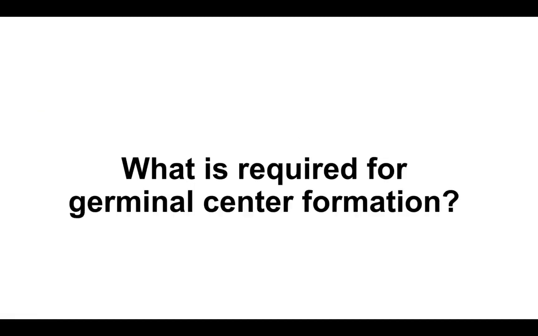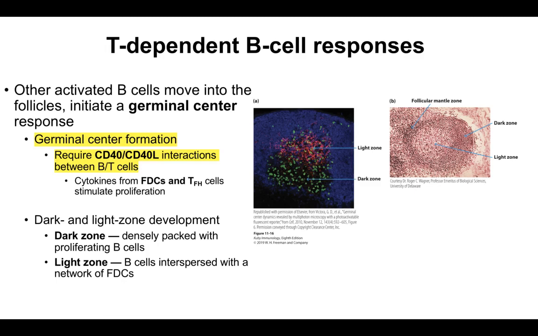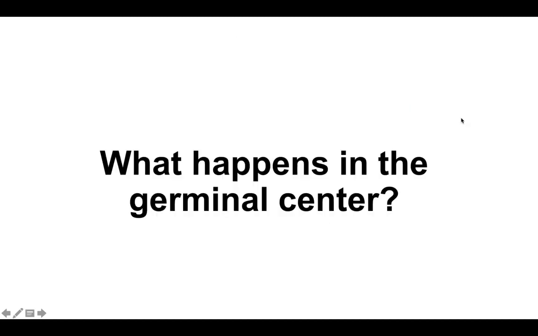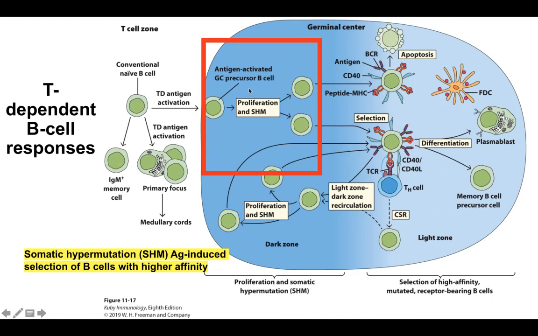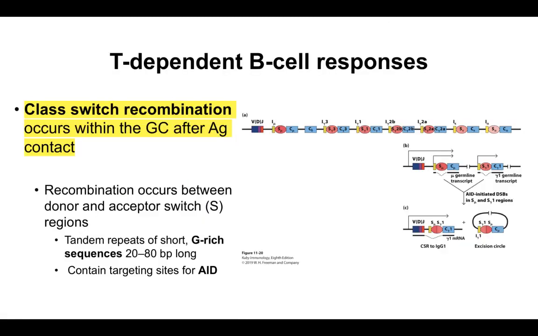What is required for germinal center formation? You do need CD40 ligand interactions in order to get germinal centers to actually form properly. What happens in the germinal center? So we get proliferation of the B cell and somatic hypermutation, and this is where you're going to get a B cell ultimately with a higher affinity binding antibodies. And you also get class switch occurring in the germinal center after it comes in contact with antigen.